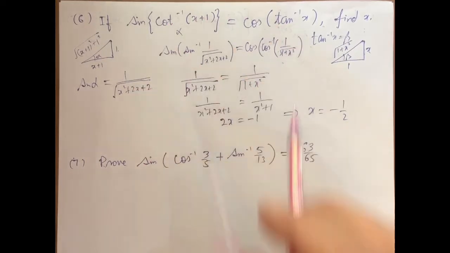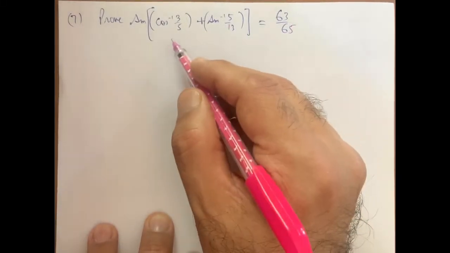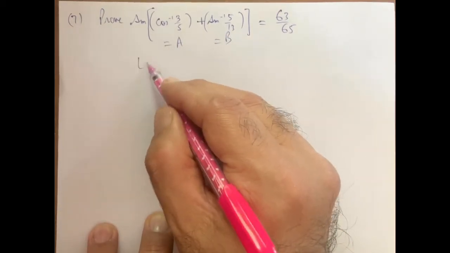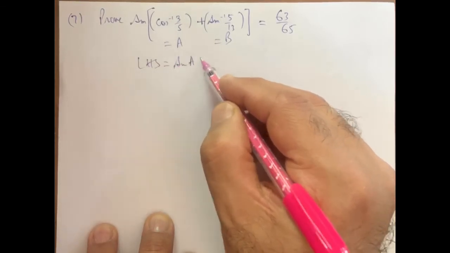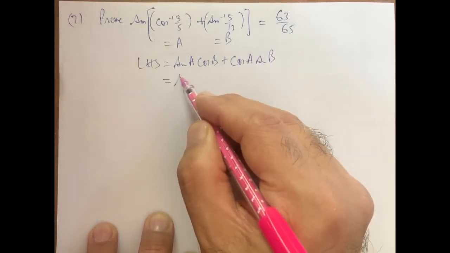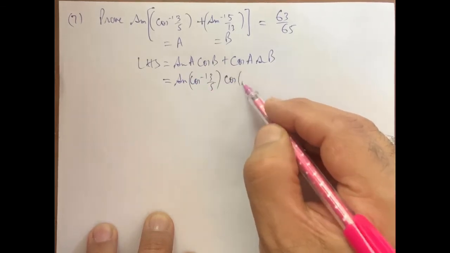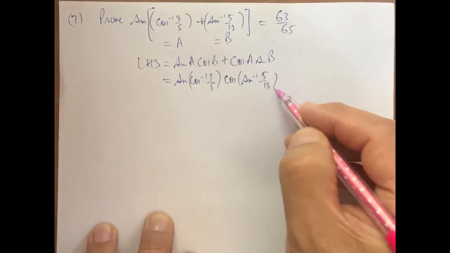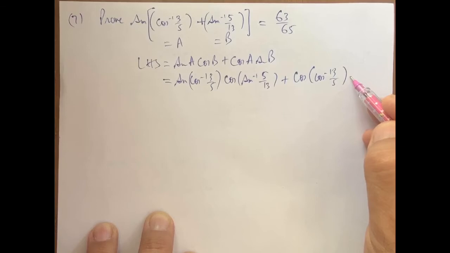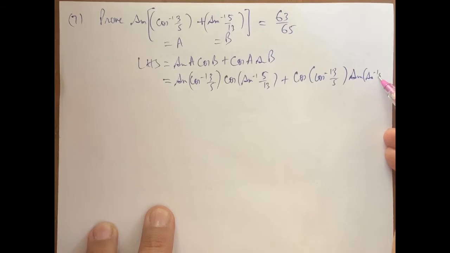This is the solution of this: cos inverse of 3 by 5 plus sine inverse of 5 by 13 is 63 by 65. Let us say this is A and this is B. So sine of A plus B, left hand side, this will be sine A cos B plus cos A sine B. That is, it will be sine of cos inverse of 3 by 5 into cos of sine inverse of 5 by 13 plus cos of cos inverse of 3 by 5 into sine of sine inverse of 5 by 13.